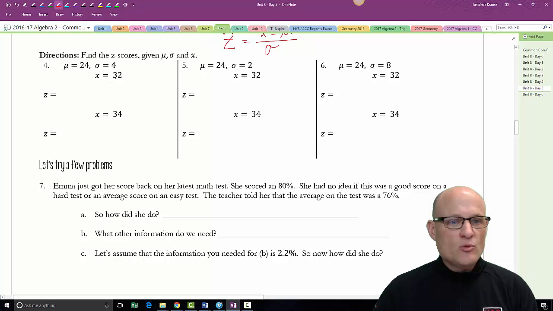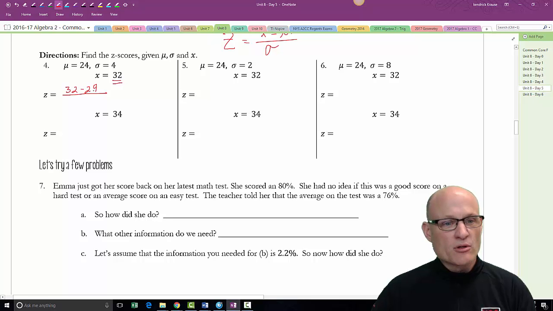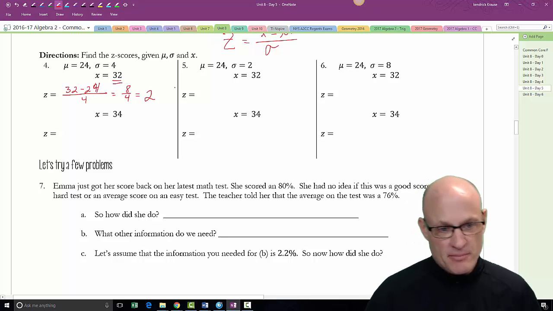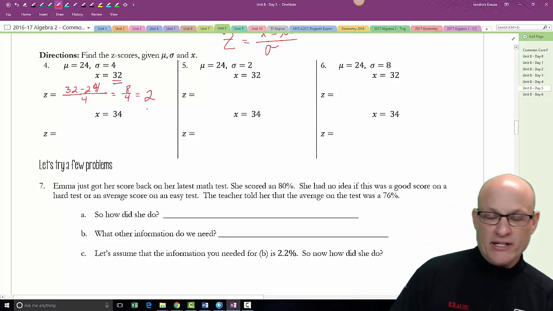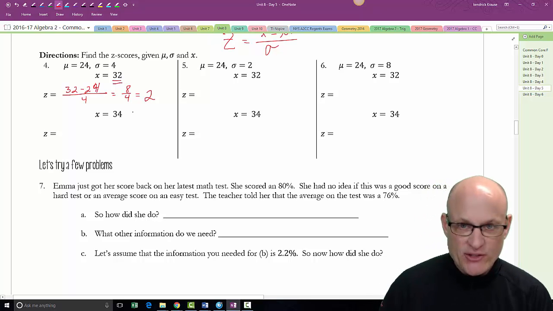We're going to see how a score of 32 did on this test. We're going to take 32, subtract 24, and divide by 4. That's 8 divided by 4, which is a Z-score of 2. So you scored 2 standard deviations above the mean. No longer do we need to worry about 32. It's just a Z-score of 2.